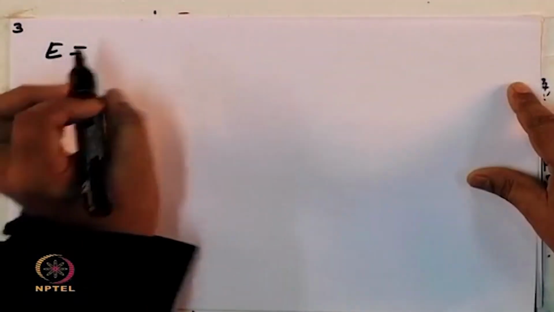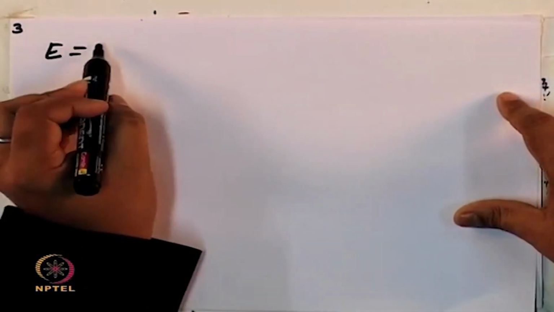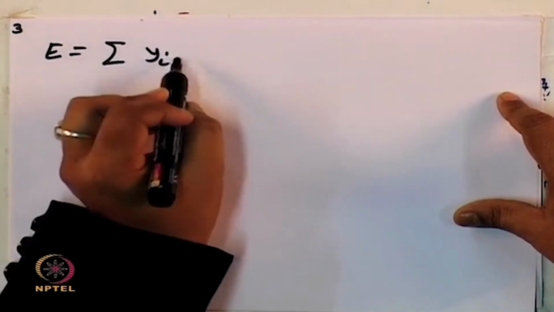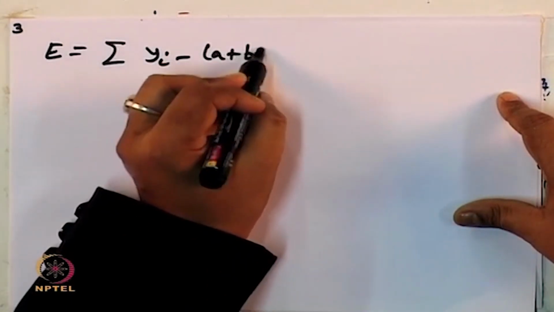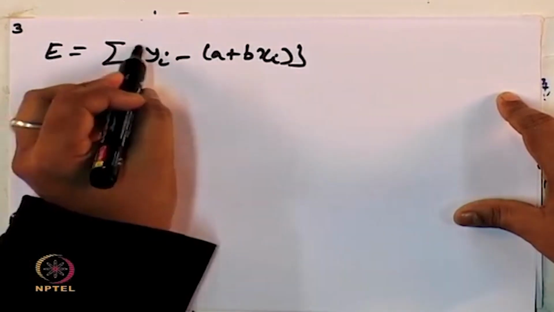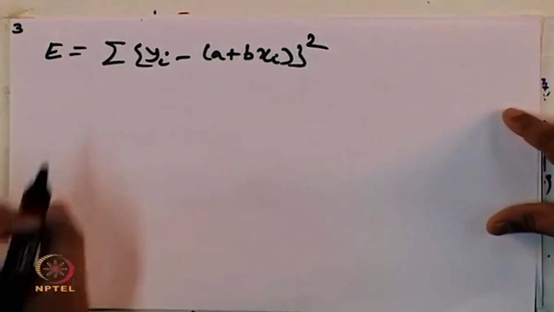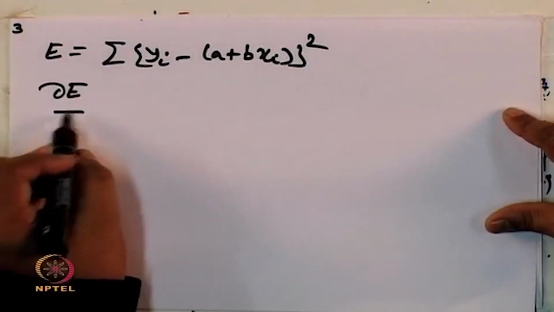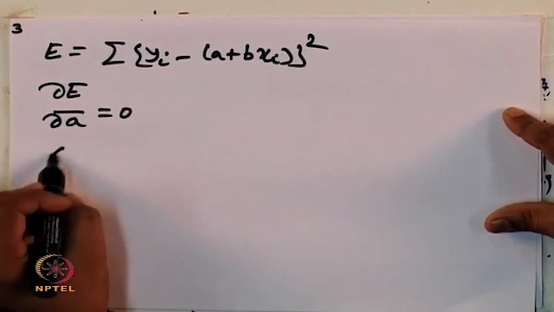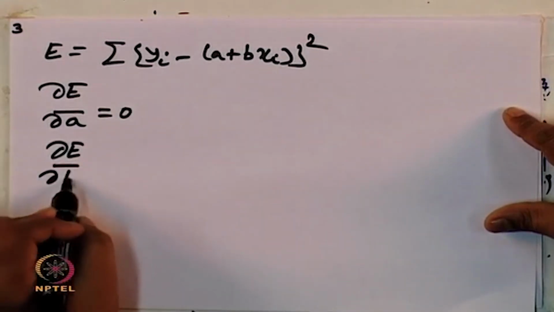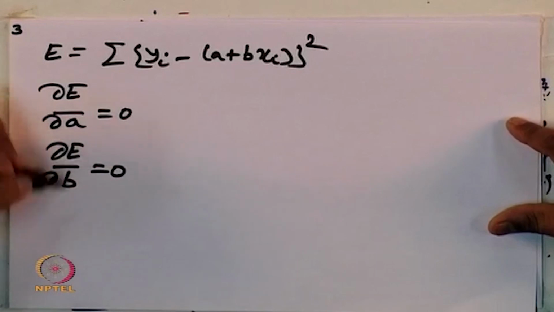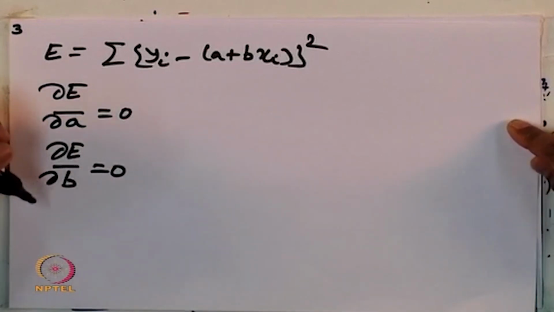So, in our case, the equation is E is equal to the summation of (yi minus (a plus bxi)) whole square, right. So, I will set del E del a equal to 0 and del E del b equal to 0, because these are the unknown variables. This is what we want to find out.